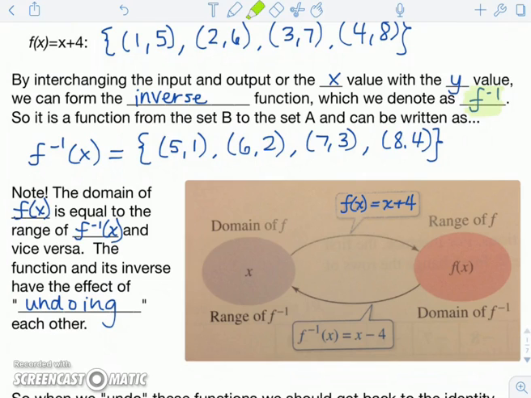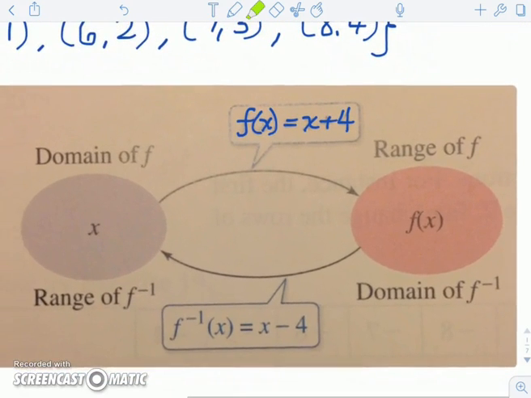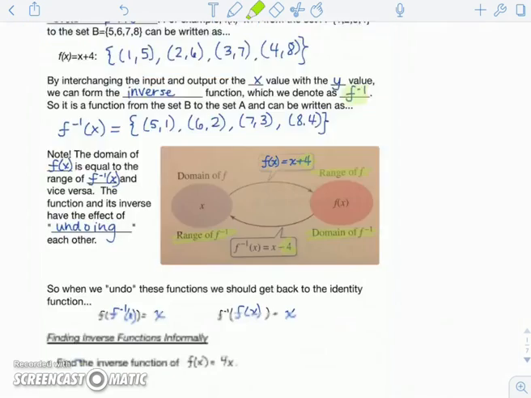And the function and its inverse have this effect of undoing each other. So what's done in one is undone in the other. If you look at this picture here, our function was x plus 4, and so the inverse was x minus 4. What was done in one, the adding of the 4, is undone in the other, the subtraction of the 4. And if you also notice, just plain old x is my domain of f, and that is the range of f inverse. So the range of f is the domain of f inverse, right? I just flip-flop my x's and y's.